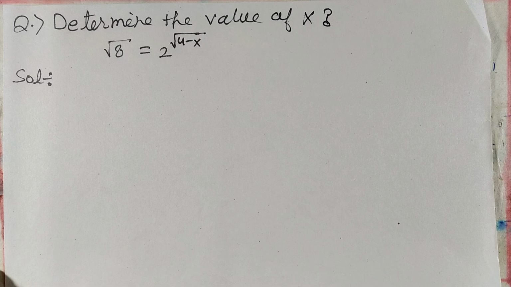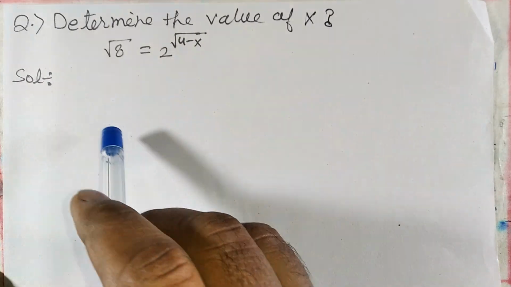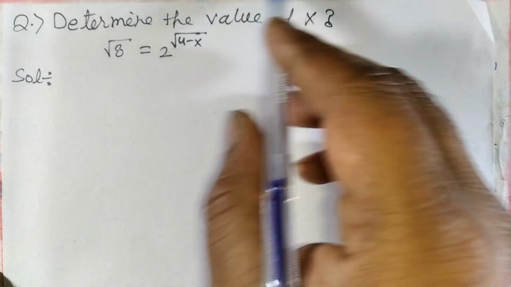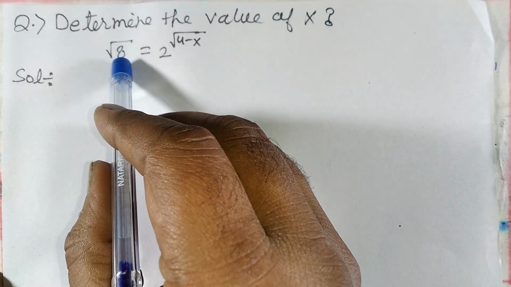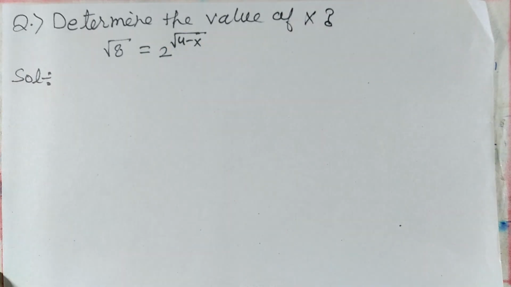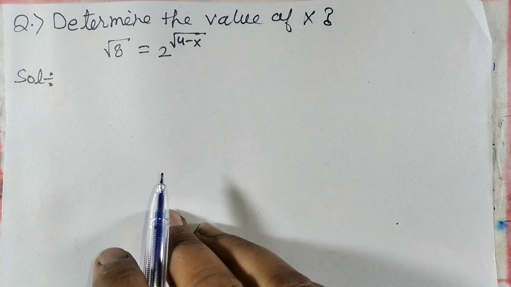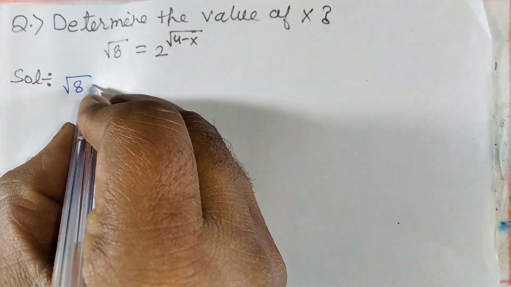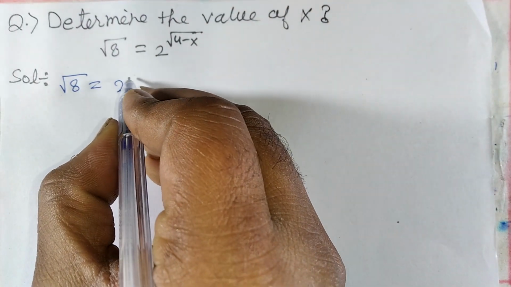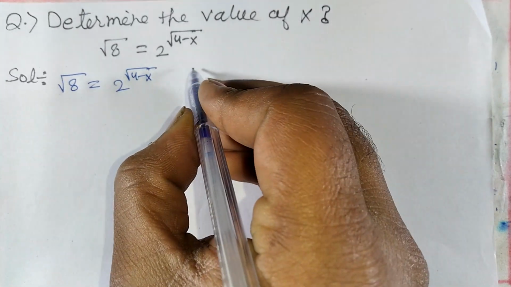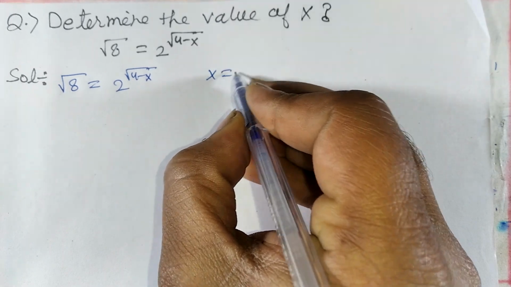Hi everyone, I have chosen a problem on surds and exponentials from Olympiad Math. The problem is: determine the value of x from the expression square root of 8 is equal to 2 raised to the power square root of 4 minus x. Now on solving, given that square root of 8 is equal to 2 raised to the power square root of 4 minus x, let's solve for x.